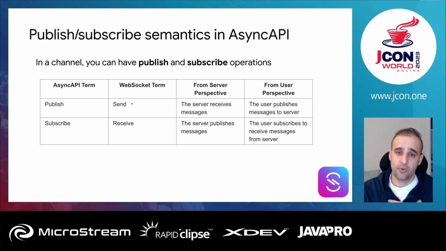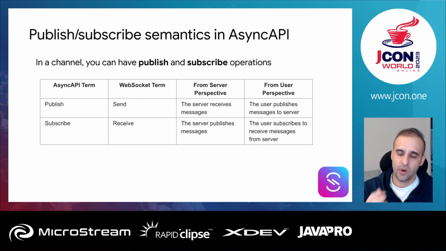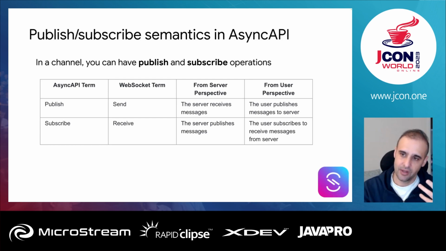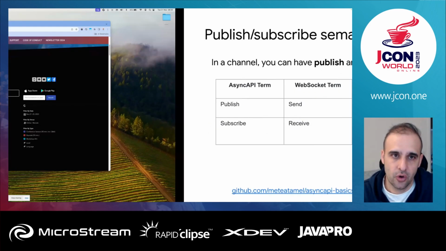And then if you are coming from the WebSocket world, in WebSocket, publish is more like send, and subscribe is more like receive. So depending on where you're coming from, it can be confusing. Also, these services can receive and send messages. So in some cases, they're the user, and in some cases, they're the server, right? So you need to think from the user's perspective. I think if you stick with the user's perspective and define your operations that way, then it makes sense. And I actually have an example that I want to show you on this.